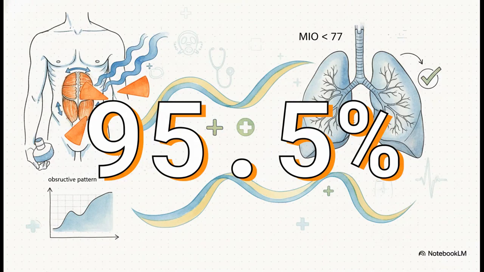And that cutoff performs remarkably well. An MIO of less than 77 had a positive predictive value of 95.5%. Let that sink in. That means if your patient has a low MIO, you can be extremely confident that they have an obstructive pattern that's going to be confirmed on spirometry.